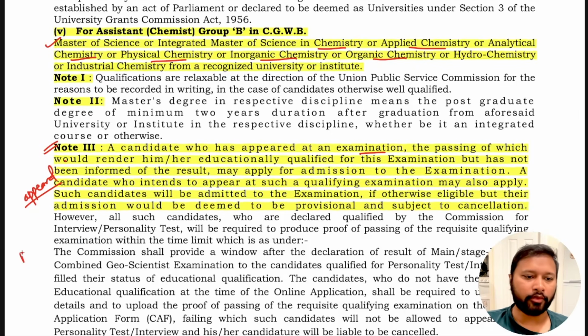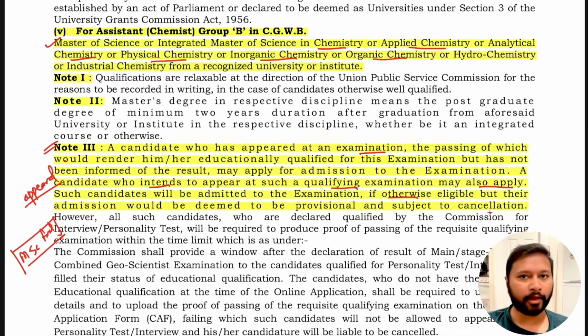So basically if you are in MSc final year, in that case you can apply, because during the overall process you will qualify this exam. You will qualify your MSc. So if your exams will be done in, let's say, March, in that case it says that a candidate who intends to appear in such a qualifying exam may also apply. Such a candidate will be admitted to the examination if otherwise eligible, but their admission would be deemed provisional and subject to cancellation.